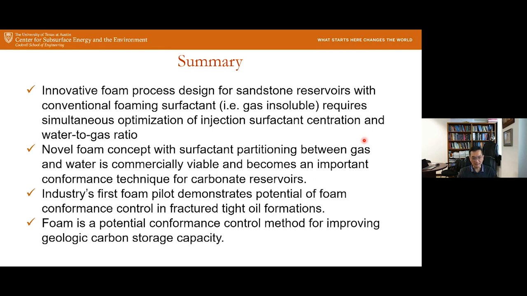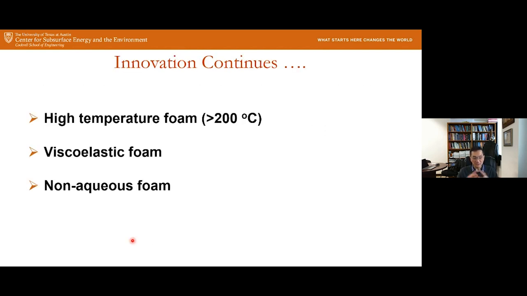And for the carbonate pilot, you can see the novel foam concept demonstrated a significant improvement in oil production and also the produced GOR. And for the first time, we implemented foam for conformance control in a fractured oil formation. In combination, these three successful stories show that foam is a potential conformance control method for improving geologic carbon storage capacity. So that's very much it on the field scale.